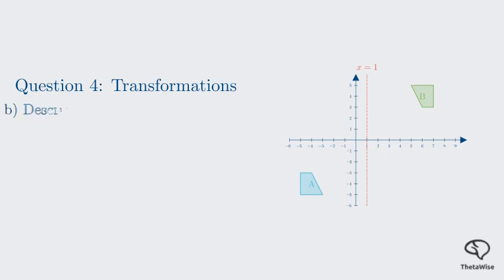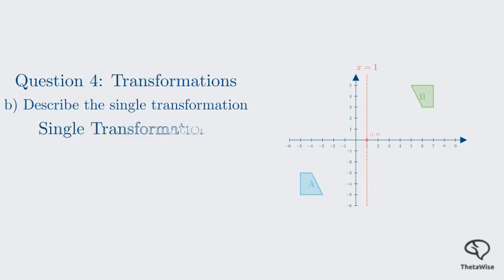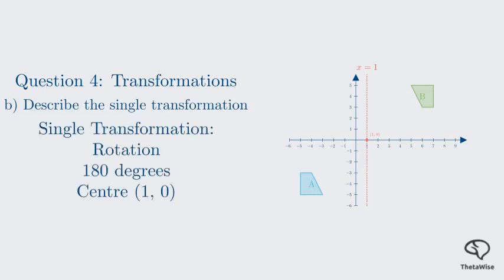Part B asks for the single transformation that maps A onto B. Notice that the shape has been flipped twice and rotated. If we look closely, the orientation and position suggest a rotation. Specifically, if we rotate shape A 180 degrees about the point where our two lines of reflection met, we get shape B. To get full marks, we must state three things: the type of transformation, which is rotation, the angle, 180 degrees, and the center of rotation, which is the coordinate (1, 0).